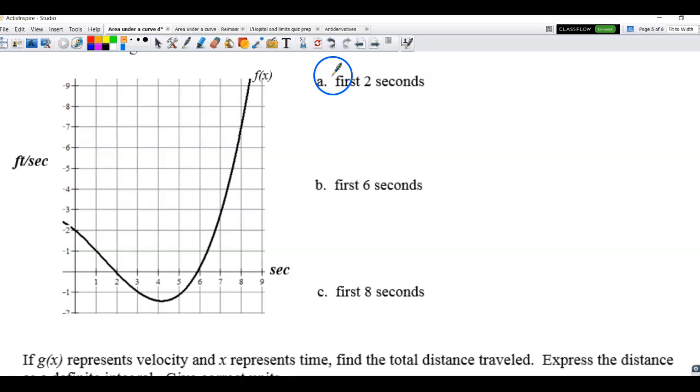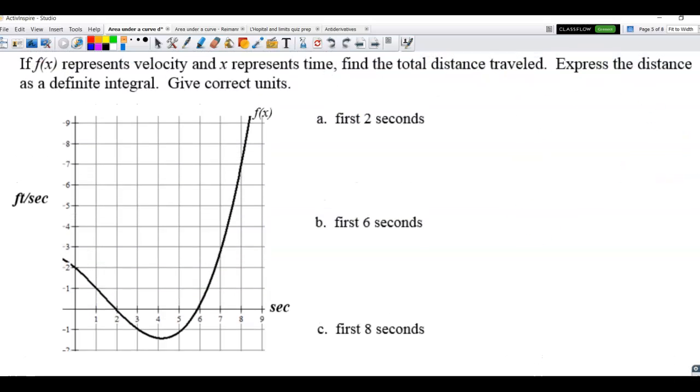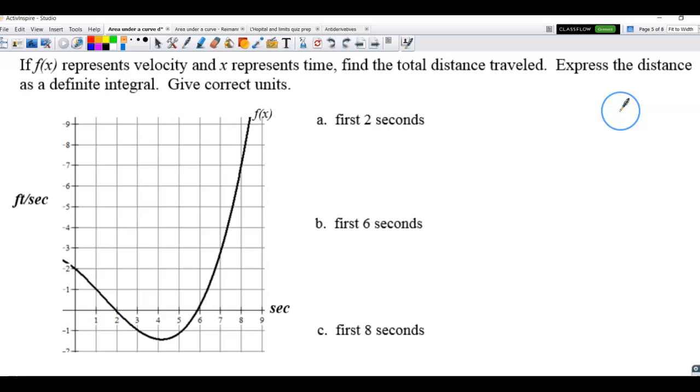All right, so in this case, we have another velocity function, and x represents time, and we are going to find the total distance traveled. Now be careful with these words. A definite integral accumulates net area, but this question is demanding that we find the total distance traveled. So we have to express the distance traveled as a definite integral. All right, so let's take a look.